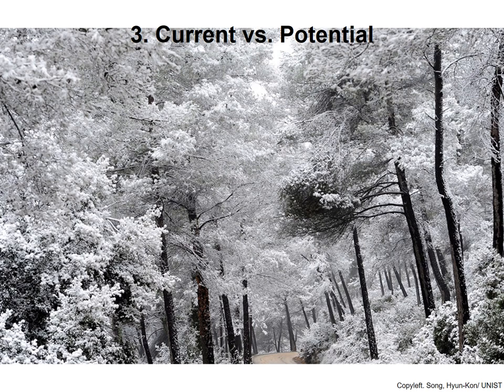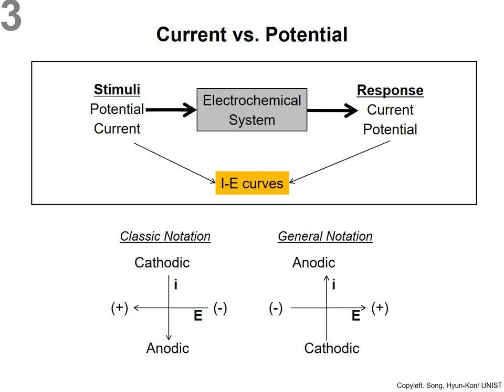And it's time to go to subchapter 3, where I'd like to explain the current and potential. Okay, so here is an electrochemical system. And for analyzing the electrochemical system, I will input a stimulus. Sometimes you will apply potential. Sometimes you can apply a current into the system. Then the responses of the electrochemical systems would be the current or potential.